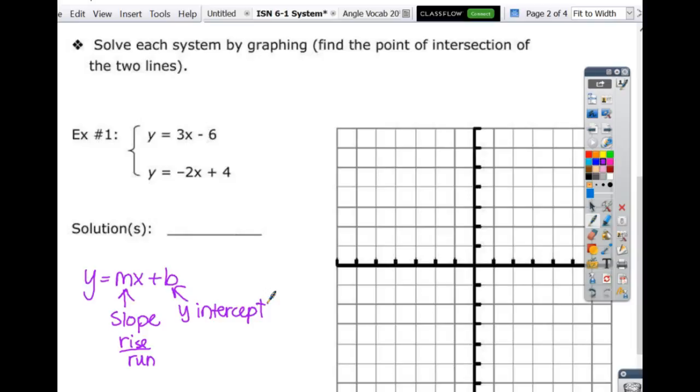So if both are positive, you move up and to the right, correct? If both are positive, you move up and to the right. If it's negative, so if I have a negative over a positive, you move down and to the right. But if it's negative on bottom, you move up and this way to the left. There we go.